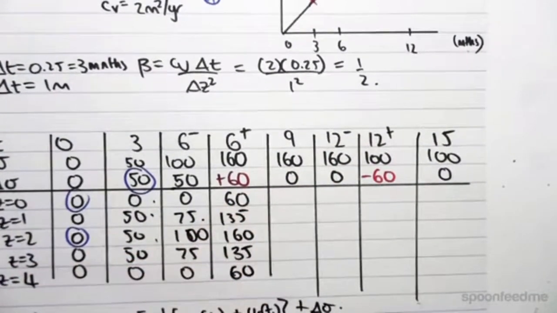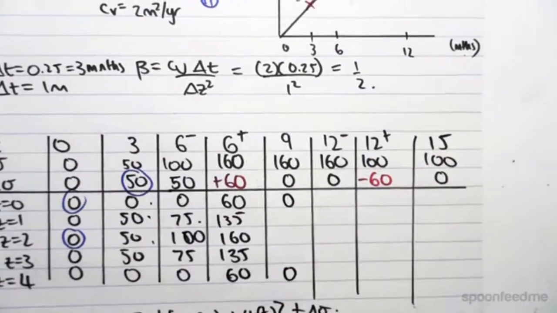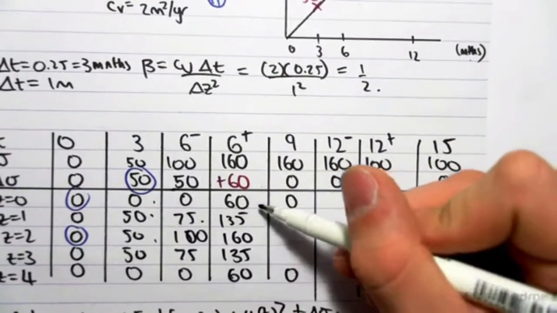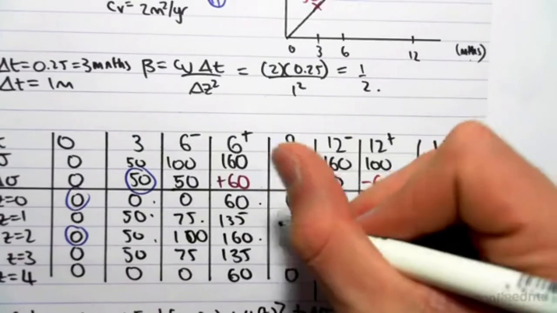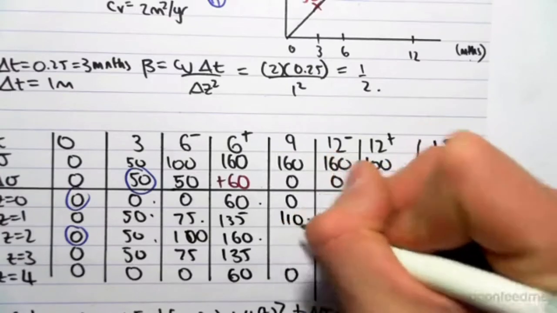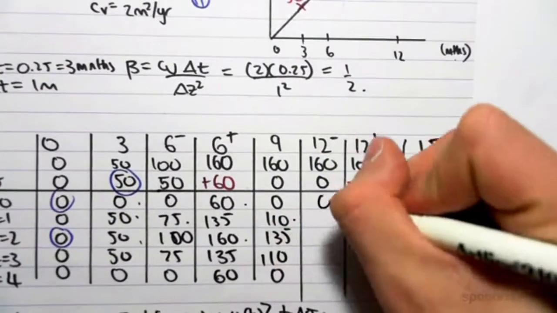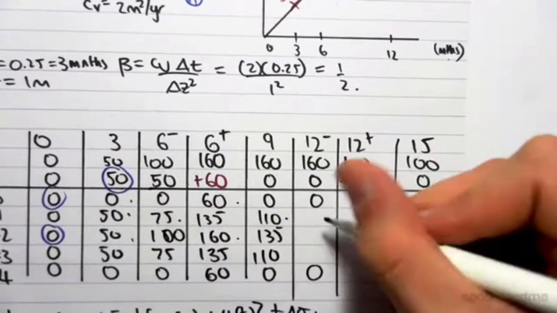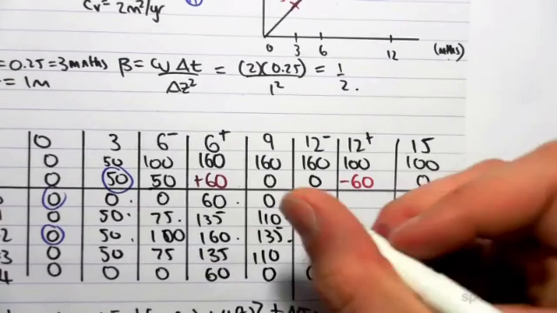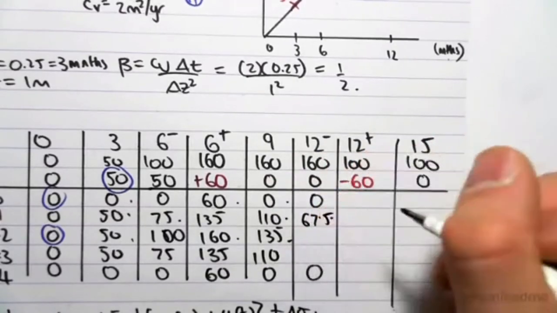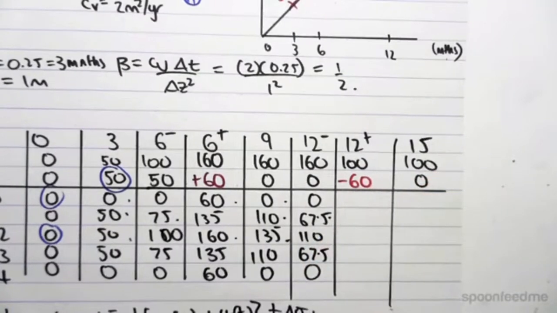Now we do what we normally do. So the boundary conditions are 0 and 0 because it's two-way drainage. This value would be 60 plus 160 divided by 2 plus 0, which would be 110. This would be 135, and this would also be 110. This is 0 and 0 due to the boundary conditions. This value would be 0 plus 135 divided by 2 plus 0, which would be 67.5. This would be 110, and this would be 67.5.